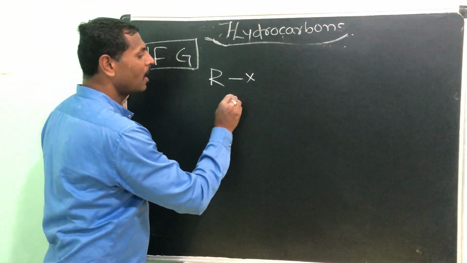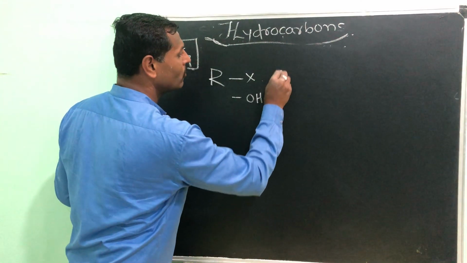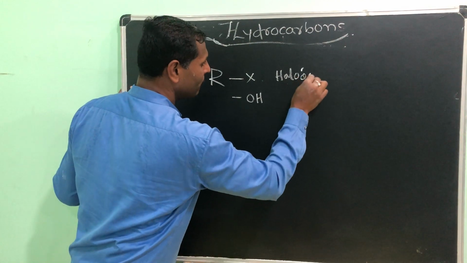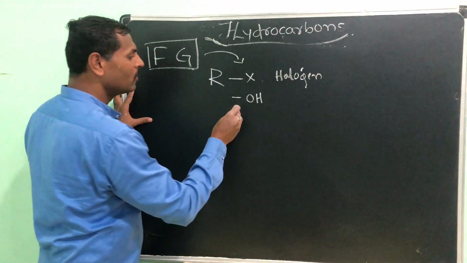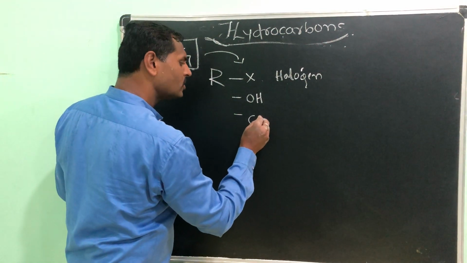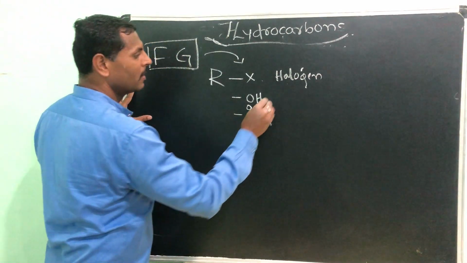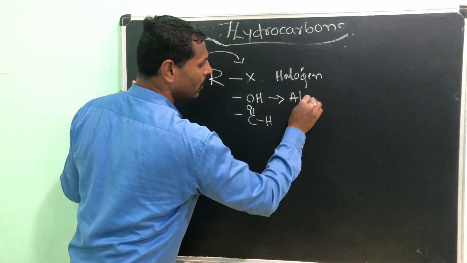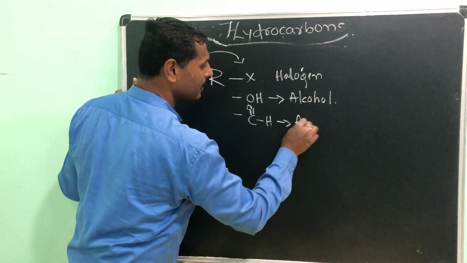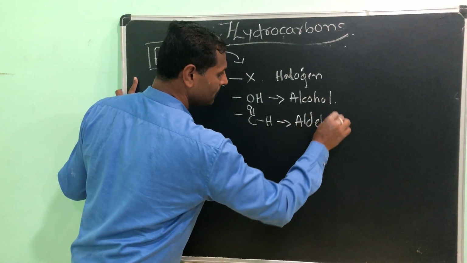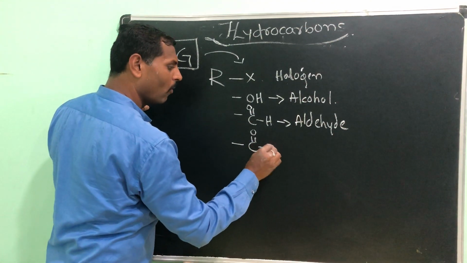RX here, ROH here, hydroxyl group, alcohol group. This is halogen group, halogen. Functional groups I am writing. These are functional groups. This side, this is our hydrocarbon. Okay, CHO, that I will write like this, CHO. This is alcohol group, alcohol. Okay, this is aldehyde group. Okay, I will write one more, C double bond O, OH.